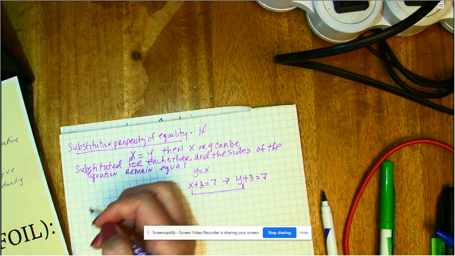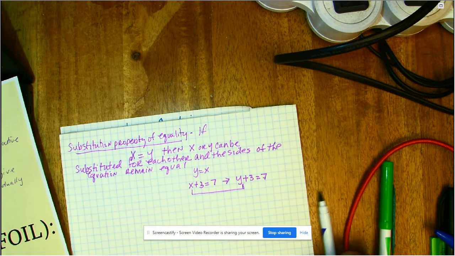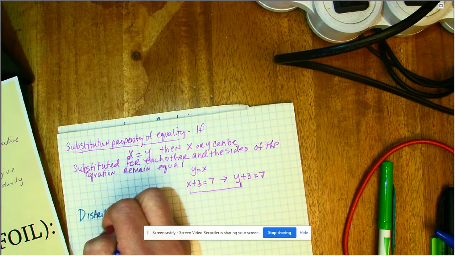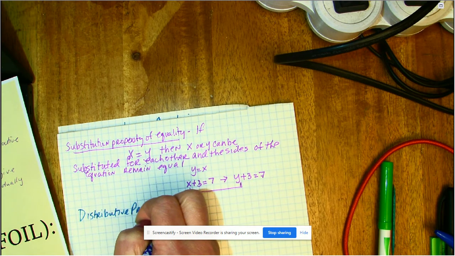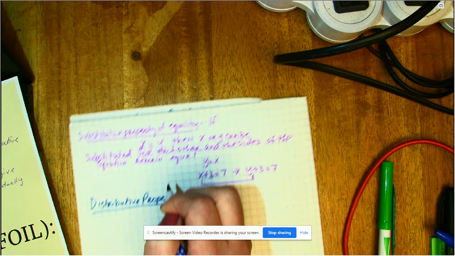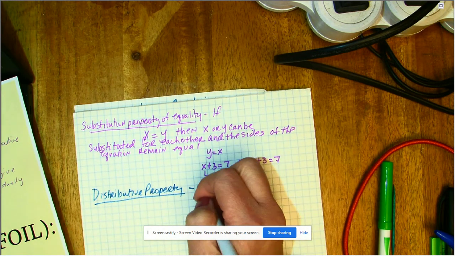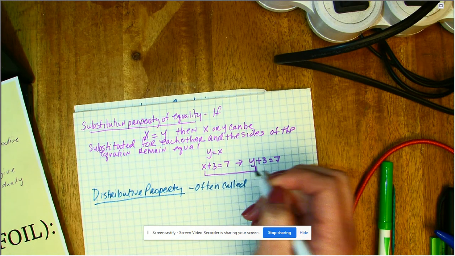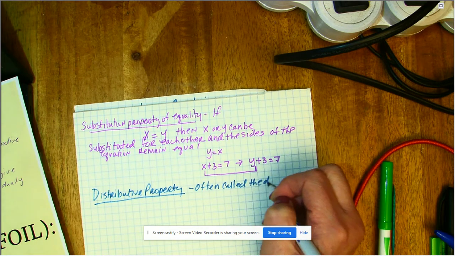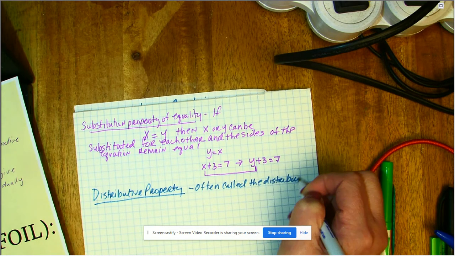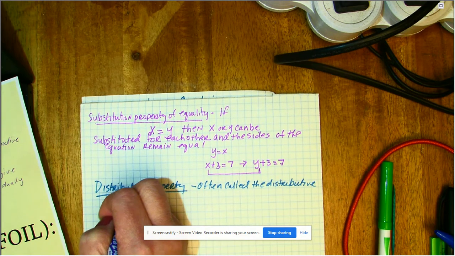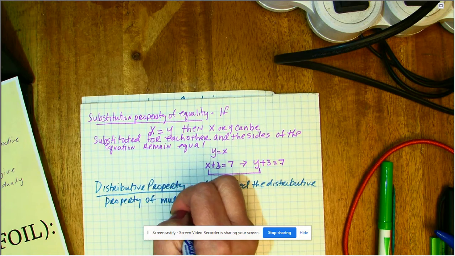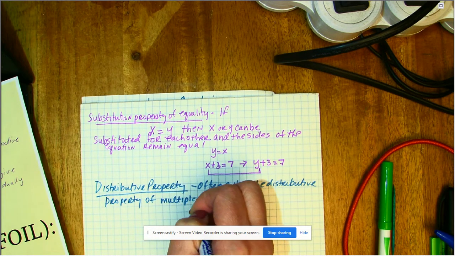So distributive property. We're going to do some of these symbolically now, just to make our life easier. Distributive property, often called the distributive property of multiplication or division. So it doesn't apply to addition.